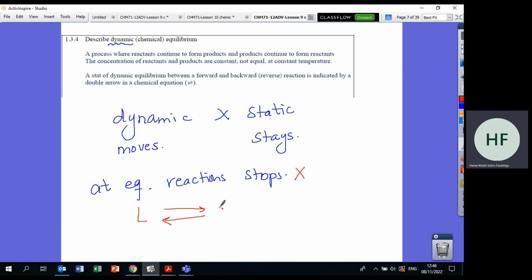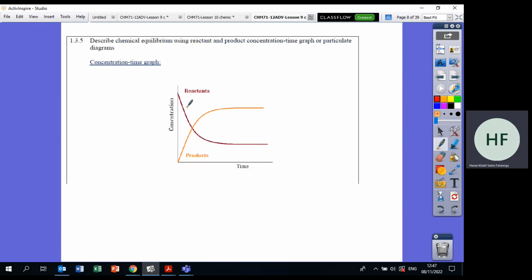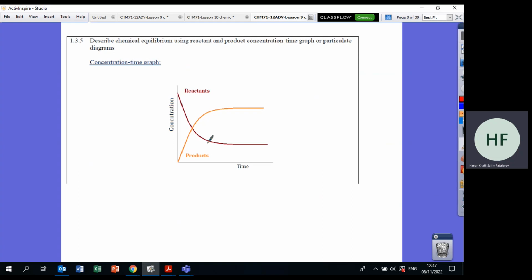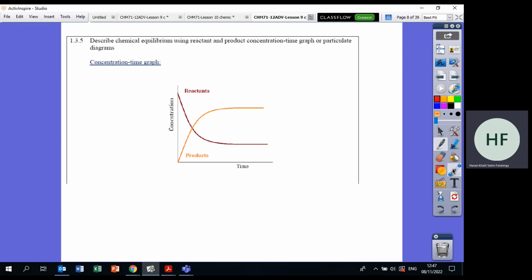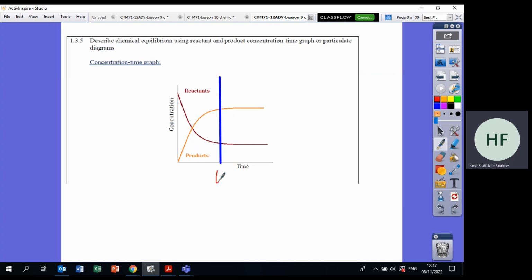So at equilibrium, the reaction does not stop. Liquid keeps on becoming gas, and gas keeps on becoming liquid. Liquid to gas, gas to liquid. But the arrows should be equal. This means the rate of the forward reaction is equal to the rate of the backward reaction. Equal arrows. Now let's look here. The reactants decrease and the products increase. Can you tell me where is the time of equilibrium? The time of equilibrium is almost here, when the reactants and the products become constant.